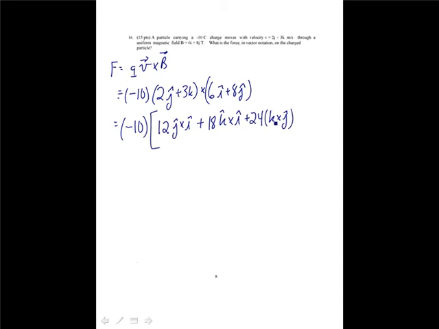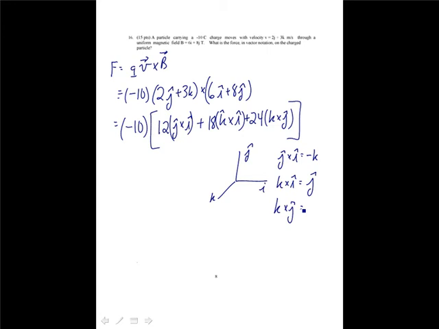Now we need to figure out the directions of these cross products and finish out the multiplication. This is i, j, k. We can use the right hand rule to figure out the direction of j cross i. Let our fingers go in the direction of j, they fold towards i. That gives us negative k. K cross i: let our fingers go in the direction of k, fold towards i. That gives us positive j. And then k cross j: let our fingers go in the direction of k, fold towards j. That gives us negative i.